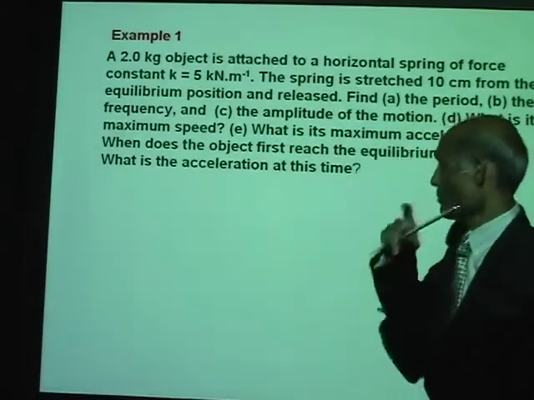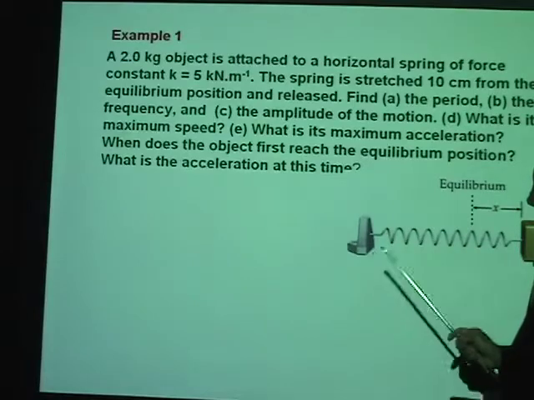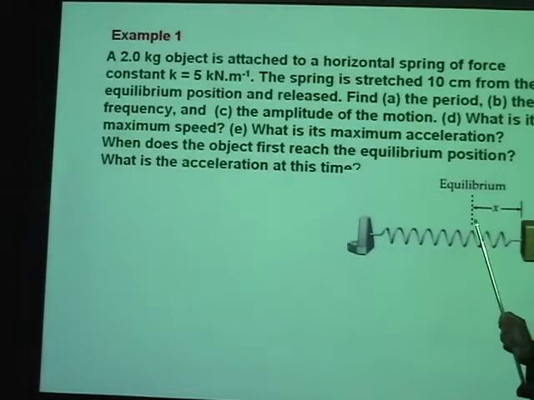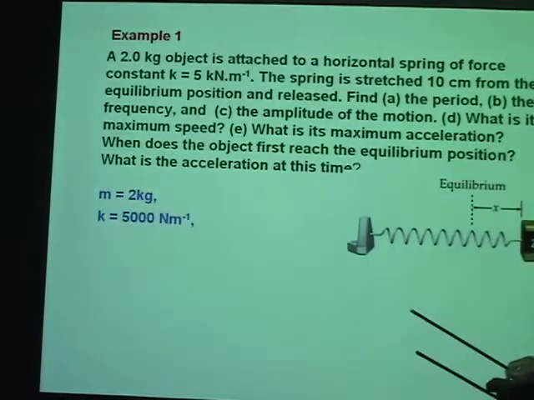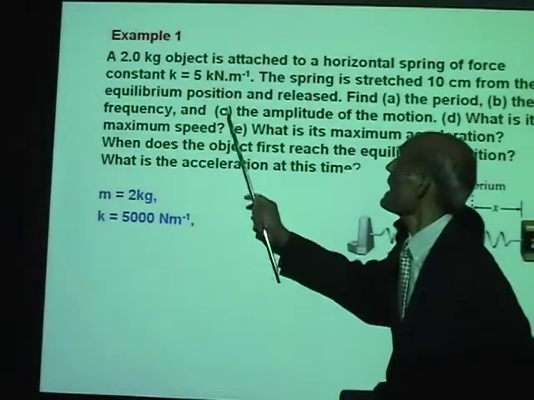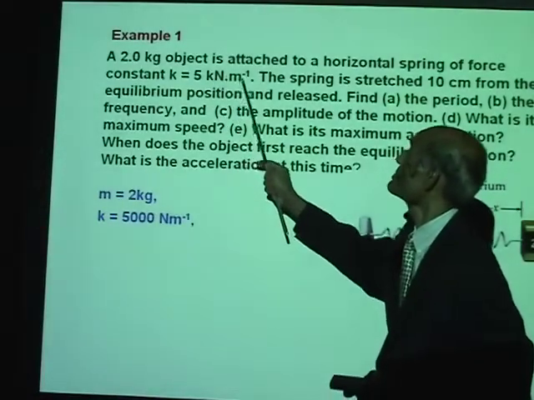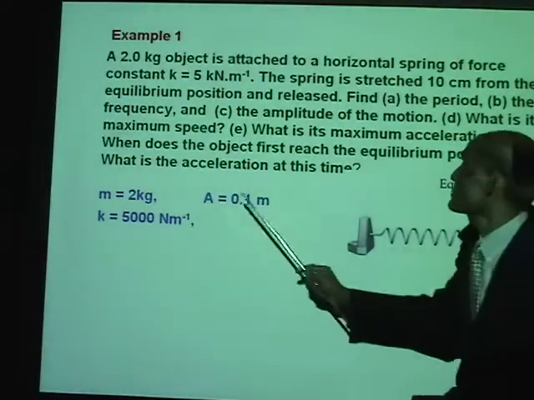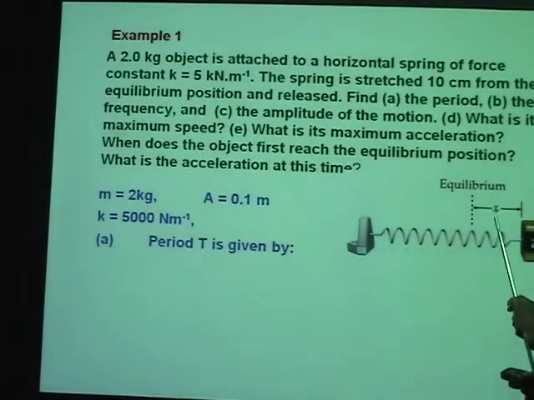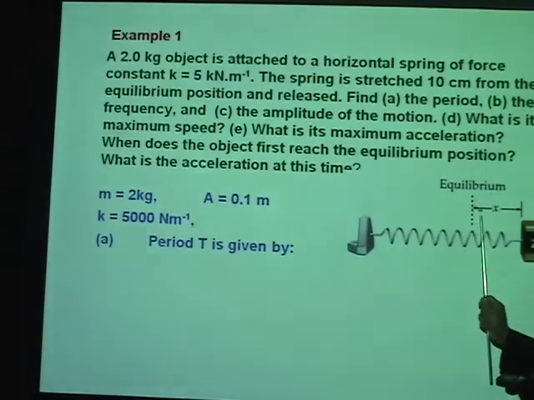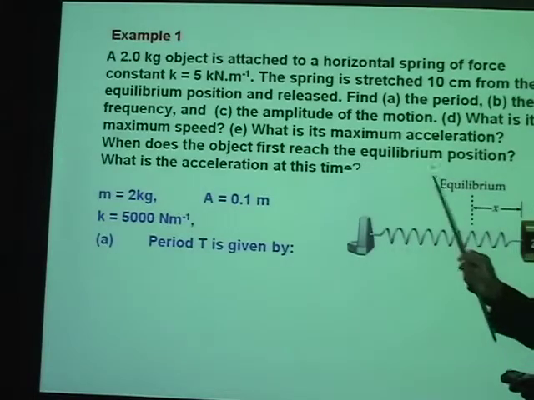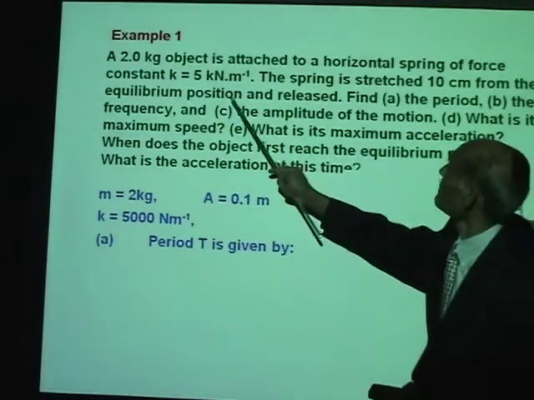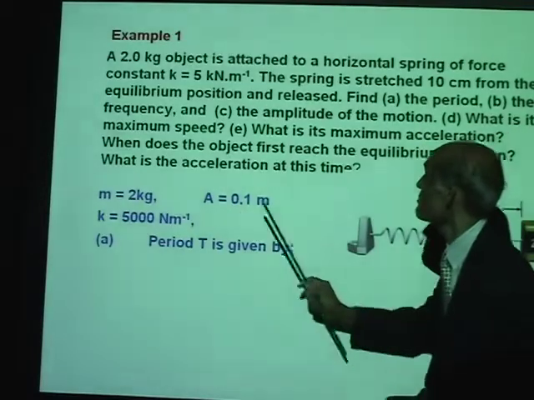Let's start with picking the data. Now, this is how the spring oscillates. This is the equilibrium position. It is stretched 10 centimeters to the right. So the mass of the object is 2 kilograms. The value of k is 5 kilonewton per meter. It is 5,000 newton per meter. Amplitude is 0.1 meter. You see, it is stretched from the equilibrium to the right extreme of 10 centimeters. Is that right? That is the amplitude.